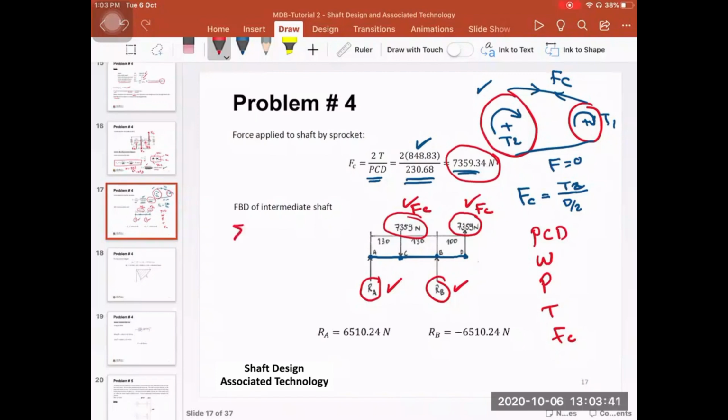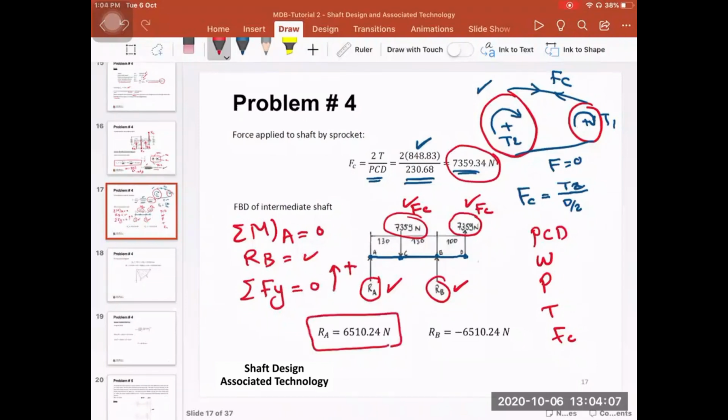So you take the summation of the moments at point A equal to 0. Then this will give you the reaction force RB. Then you apply the summation of the forces in the y direction equal to 0, if you consider all the forces going up, for example, as positive. So this will give us the reaction forces at A and B. See here, the reaction force at B is negative, so it is opposite to what we have assumed.